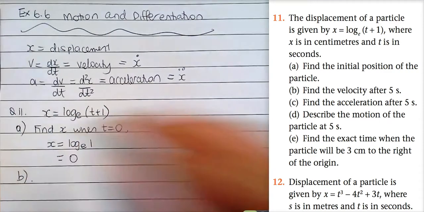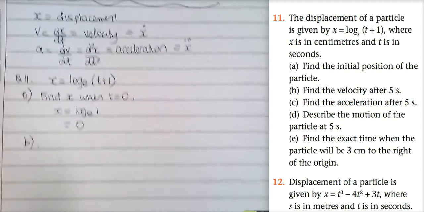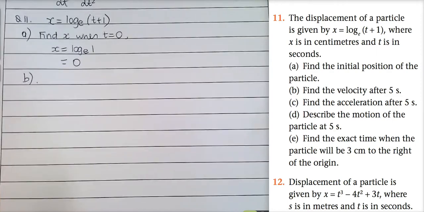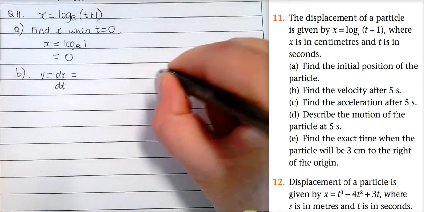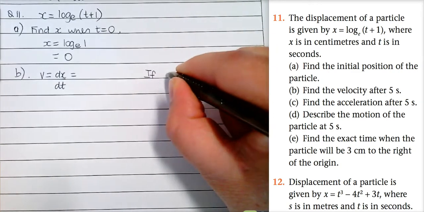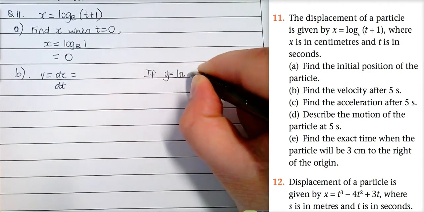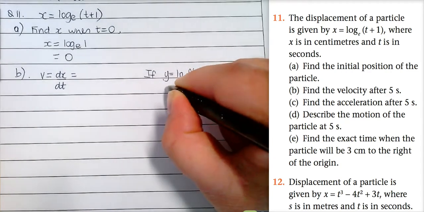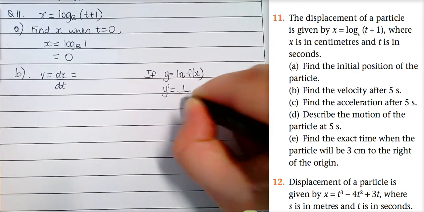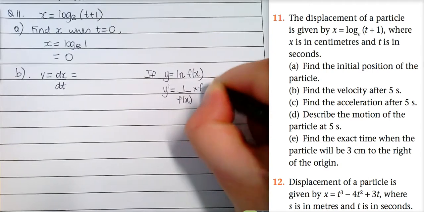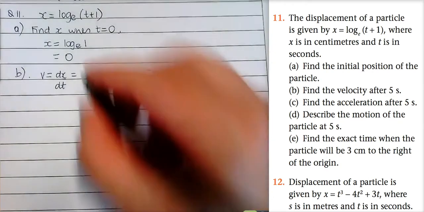Part B, find the velocity after 5 seconds. What do you have to do? Differentiate. Yep, differentiate. All right, you do that. I'll pause. So the rule is, if y equals ln of a function of x, then y dashed is 1 on the function of x times f dashed x, or it's f dashed x on f of x.